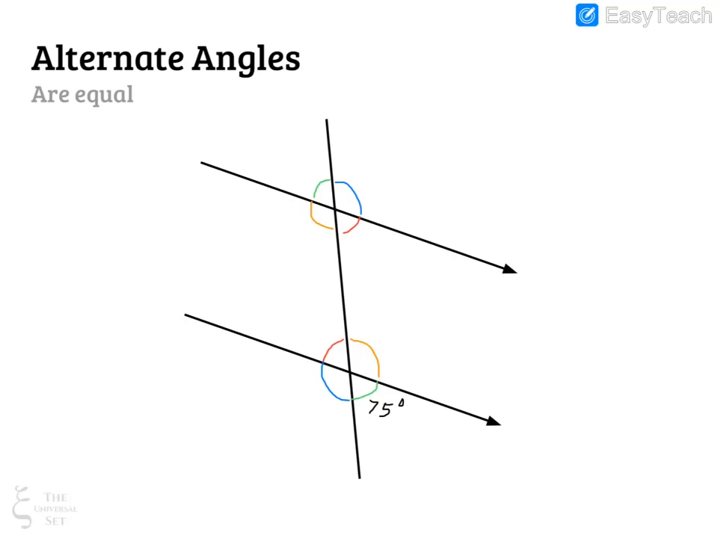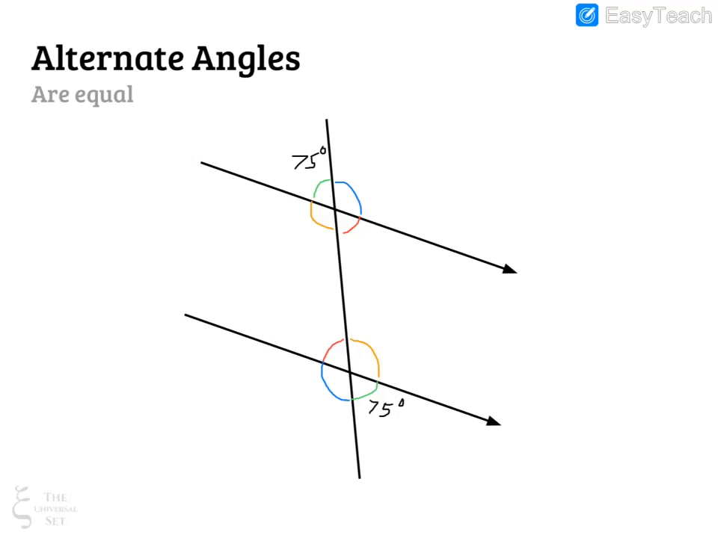Now, if that was 75 degrees, we now know a whole bunch of things, don't we? Because alternate angles are equal, this one is alternate with this one up here, right? So that one's got to be 75 degrees too. 75 degrees. What else do we know?